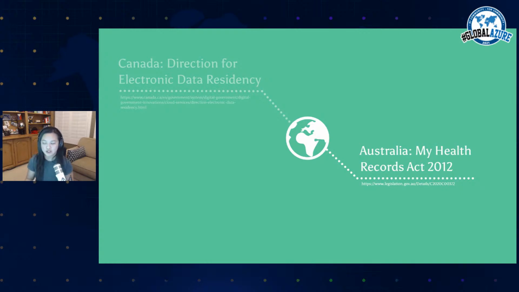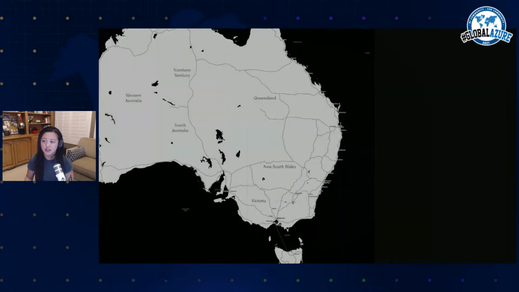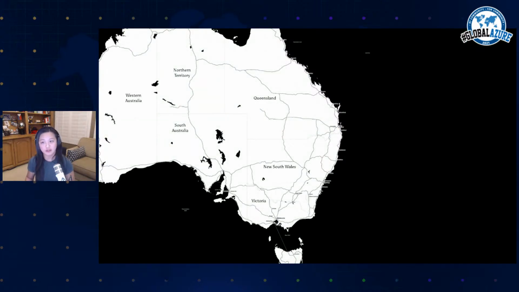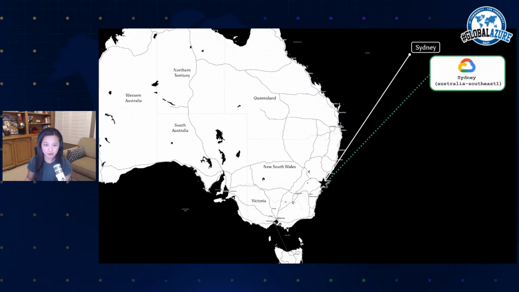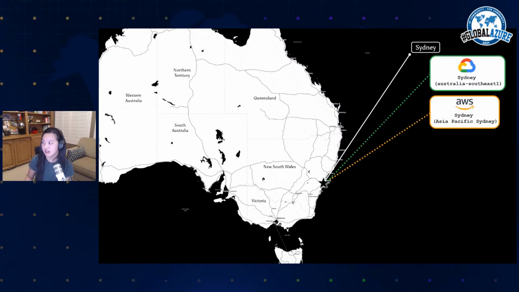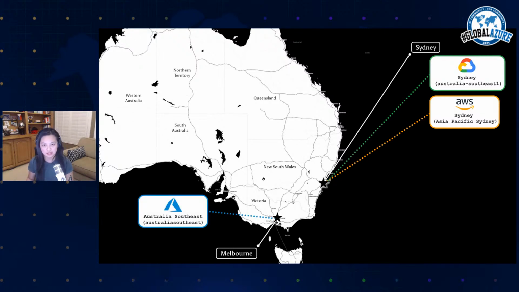They have a similar kind of legislation called the My Health Records Act of 2012, and it's the same thing. They have a requirement to not hold or take records outside of Australia. So if you take a look at what the landscape looks like there for regions, if you are a health company or health records processing company holding some data there, Sydney is kind of your only bet. So whether you use AWS or GCP, it's most likely going to be in Sydney. But again, you are prone to not just a cloud provider outage if you're only on one, but also a regional outage. So in this case, Azure comes to the rescue again, because the only other location available is in Melbourne, the Australia Southeast region.